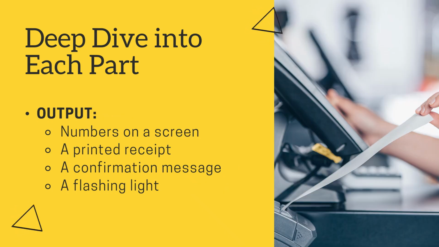And finally, output. Outputs are what the user sees, hears, or receives at the end. Output could be numbers on the calculator screen after it's done processing the information. It could be a printed receipt. It could be a confirmation message on your phone. It can be a flashing light on a device. Output should always be useful information, not just raw data. The whole point of programming is to transform input data into meaningful output.